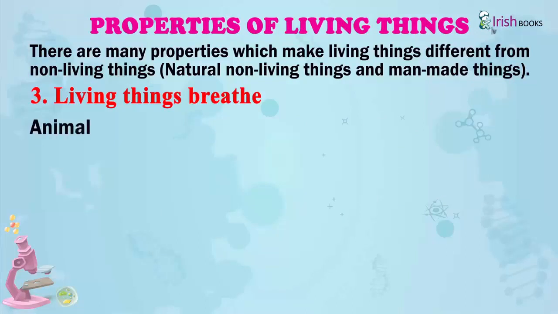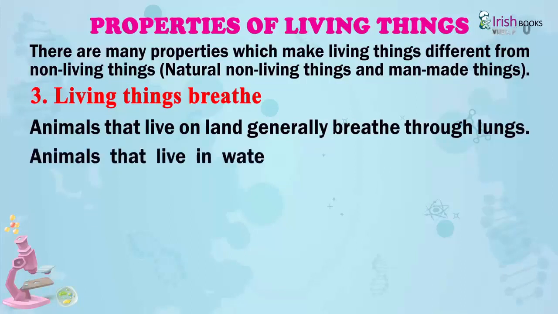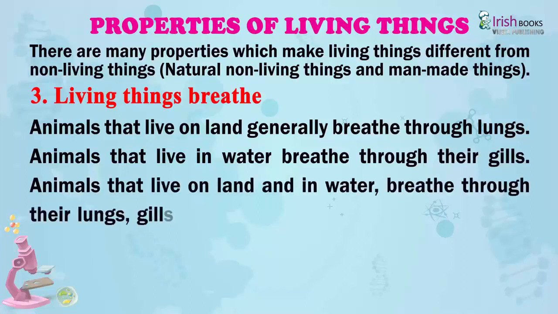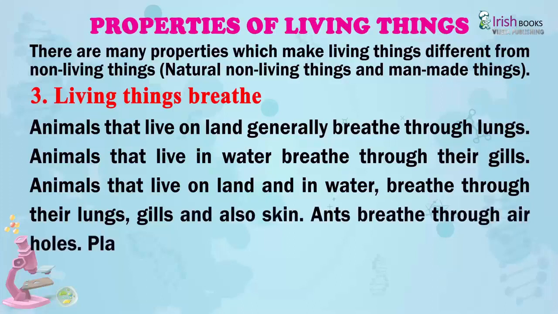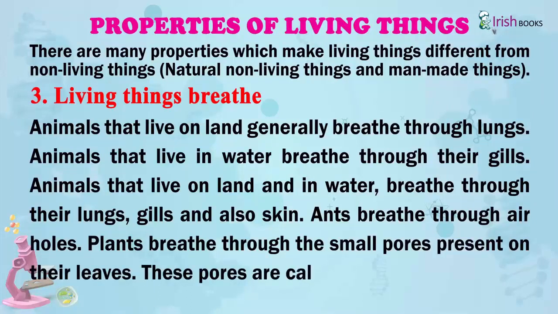Animals that live on land generally breathe through lungs. Animals that live in water breathe through their gills. Animals that live on land and in water breathe through their lungs, gills, and also skin. Ants breathe through air holes. Plants breathe through the tiny pores present on their leaves. These pores are called stomata.